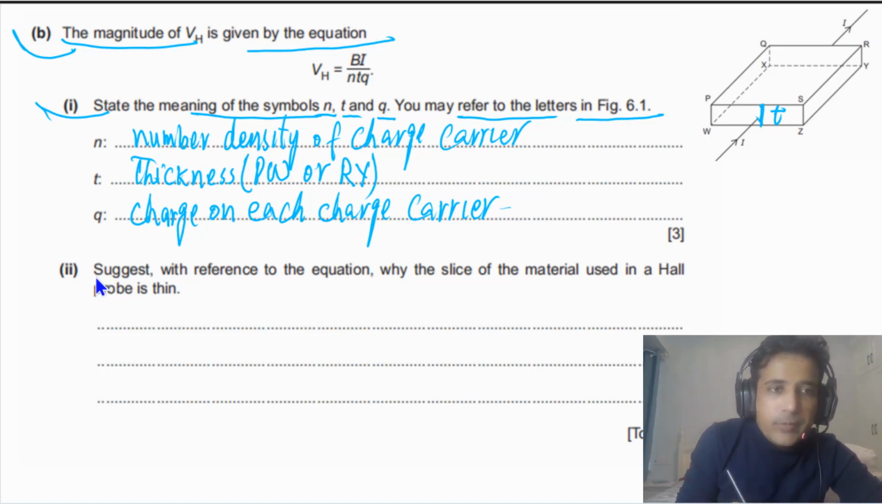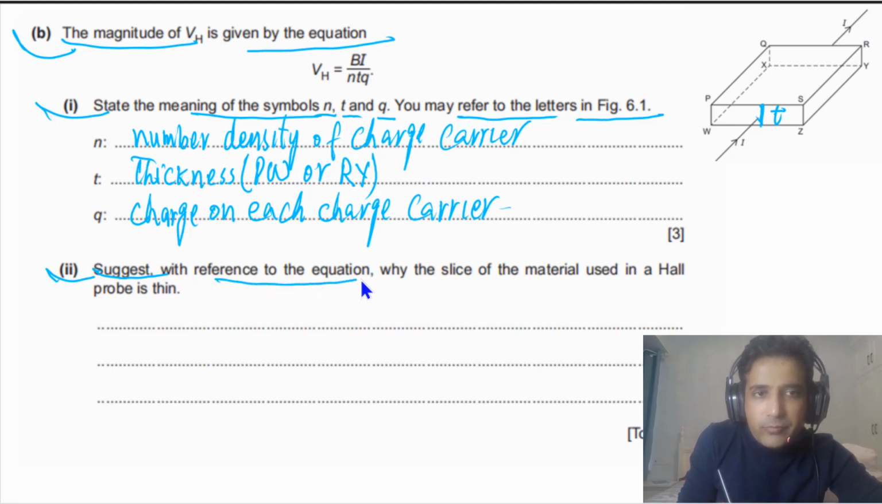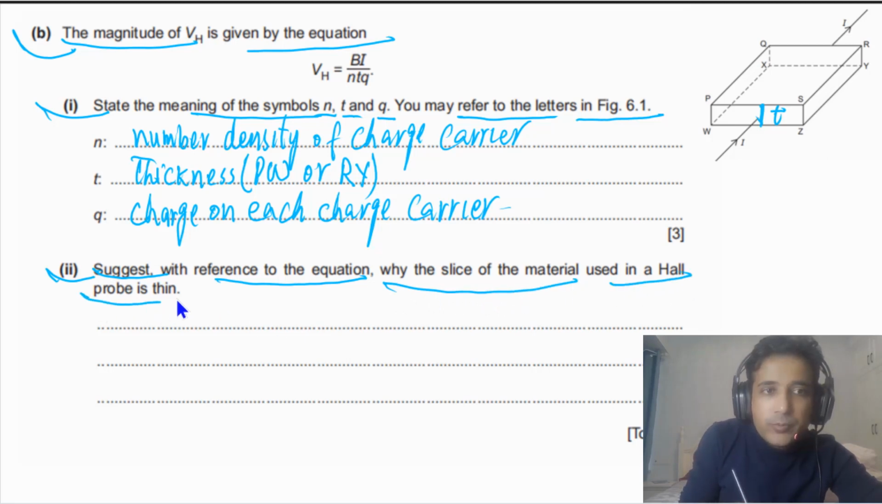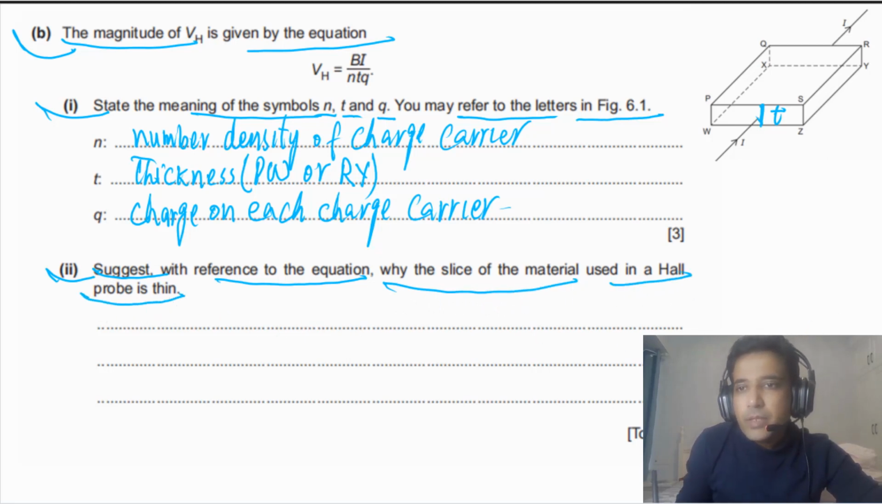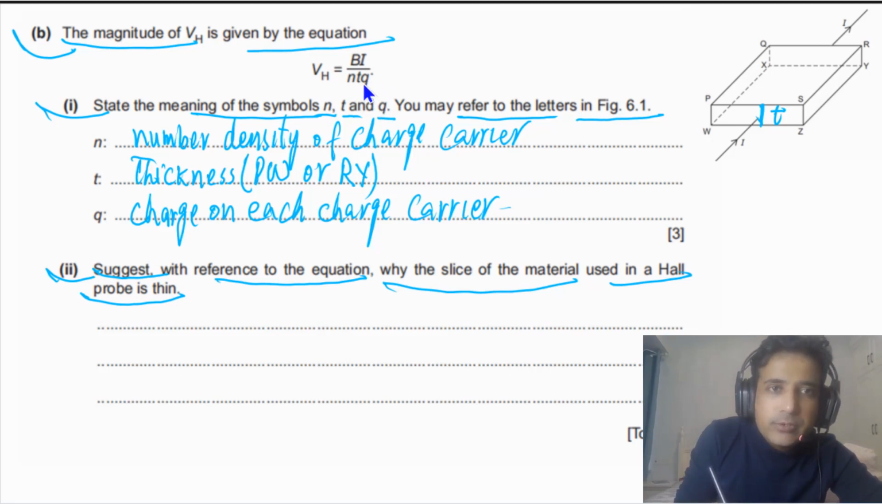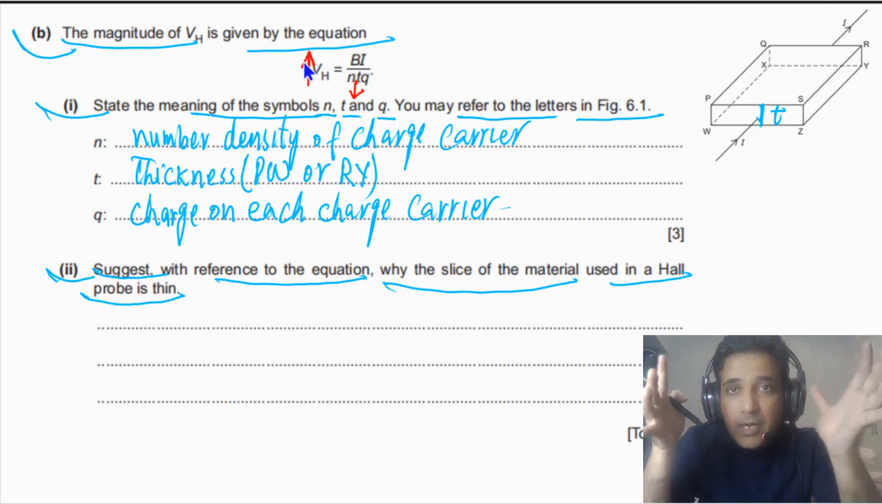For the second part, we need to suggest, with reference to the equation, why the slice of material used in a Hall probe is thin. For that purpose, simply you can understand, if we make T small, the VH will be large. And if VH is large, it is easy to measure. That is what you need to write down.